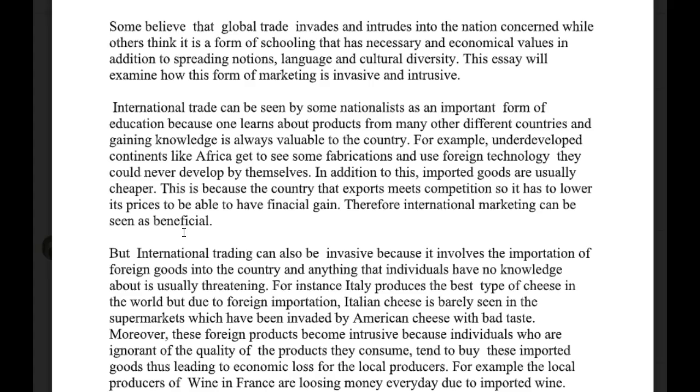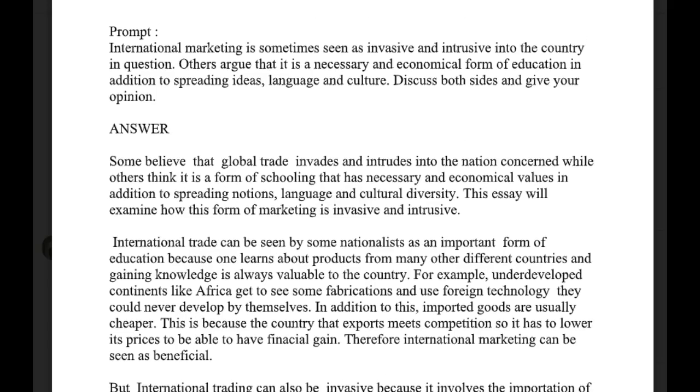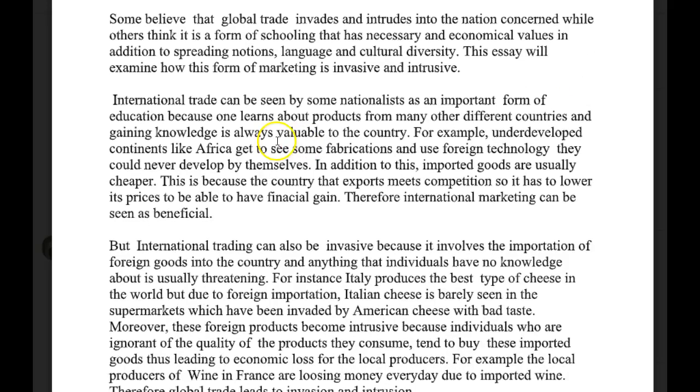Now, I understood the first part of this essay. I didn't understand from this part on. If you're talking about the benefits, then remember, we're talking about spreading ideas, language, and culture, and that the marketing is both an economical form and a necessary form of education. So I didn't get that here. Maybe some of it in that first part of the paragraph, but certainly not in this latter part of the paragraph, okay?